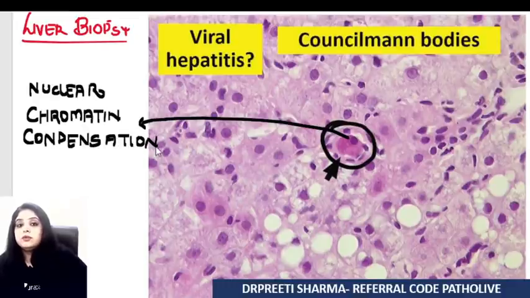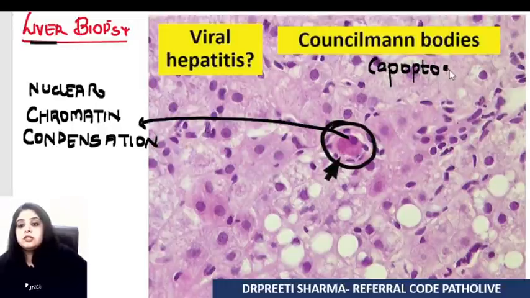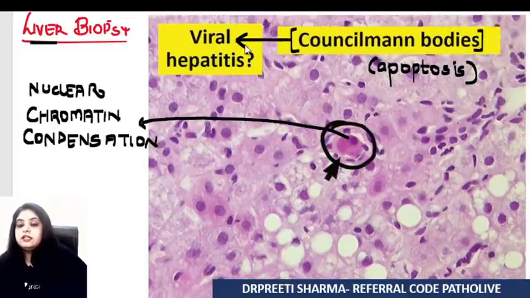So now think, put two and two together. Liver undergoing apoptosis, which bodies do you think am I talking about? We are talking about Councilman bodies. And in which condition do I see Councilman bodies? I see it in viral hepatitis.